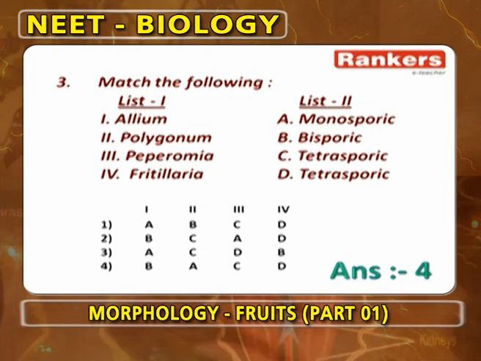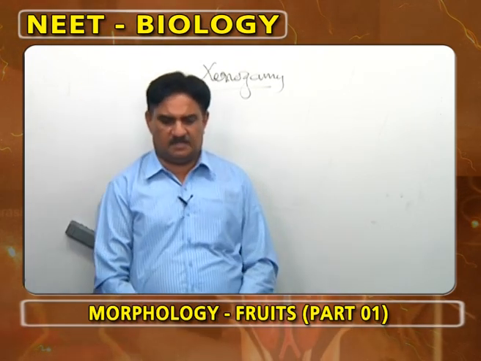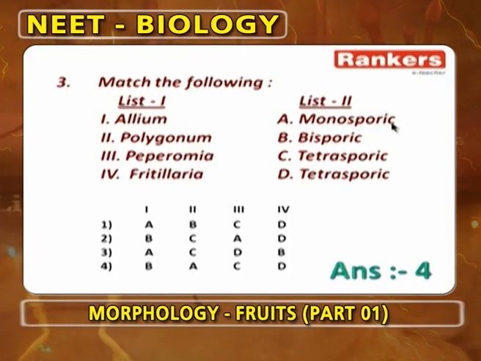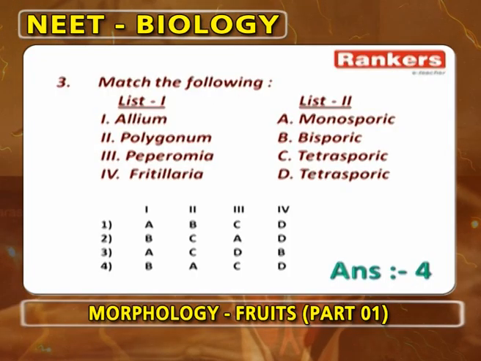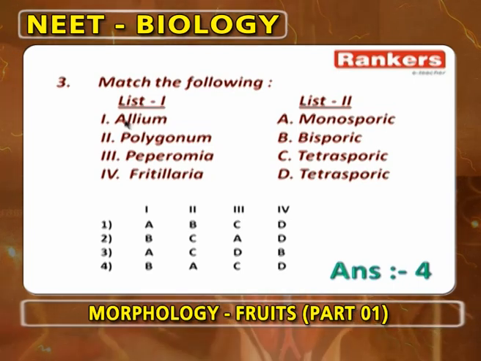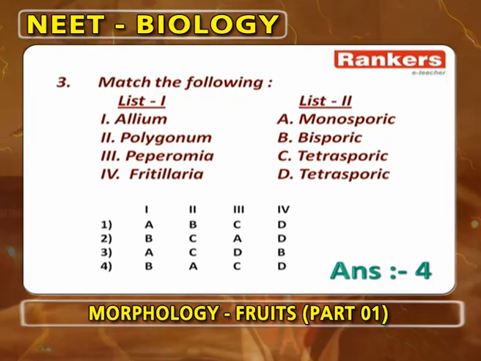Bisporic means out of 4 megaspores formed, 2 disintegrate and 2 remain functional. Polygonum we all know is monosporic. So, in Polygonum 3 megaspores disintegrate and 1 megaspore is functional. Peperomia and Fritillaria are tetrasporic. That means all the 4 megaspores are functional and they produce an embryo sac. So, Allium, Polygonum, Peperomia, Fritillaria. Answer is B, A, C, D. Monosporic, bisporic, tetrasporic and tetrasporic.